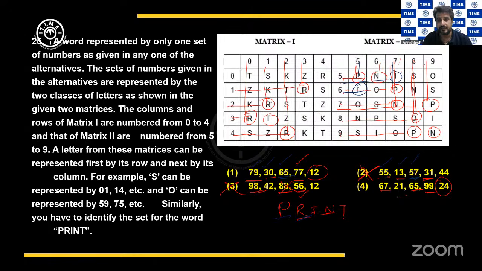T. Is 1, 2 T? Yes. Is 2, 4 also T? No. So the fourth option is ruled out. The first option is my answer. We don't have any other alternative. Definitely we have to check each and every letter code.